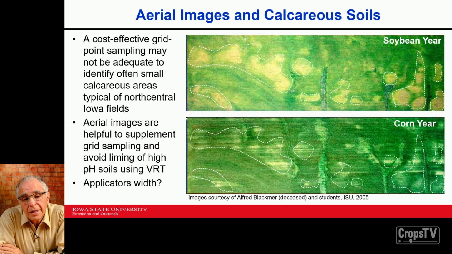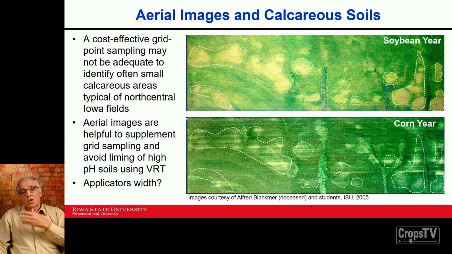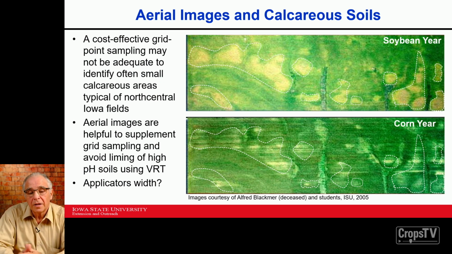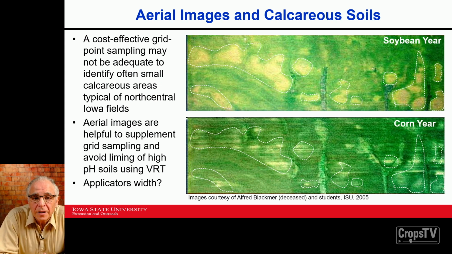Now, most Iowa fields are not all calcareous. The top graph is the soybean year, and the bottom graph is the corn year, the following year. And we can very clearly see those are the calcareous spots. And even in corn, we can see them. Probably it's because there is more volatilization or leaching of nitrogen there. That's why it's also showing in corn.